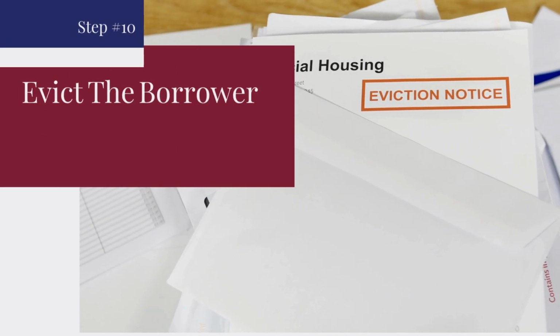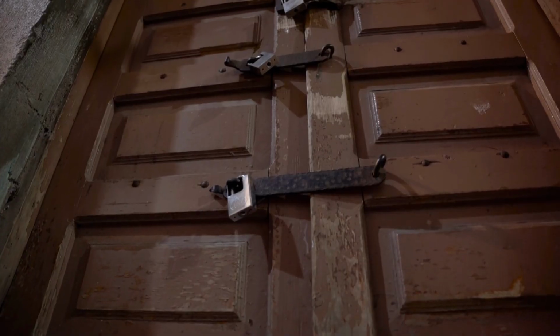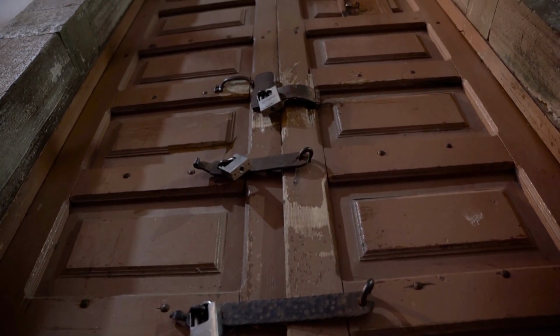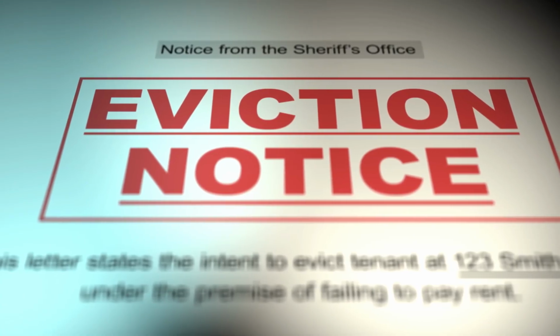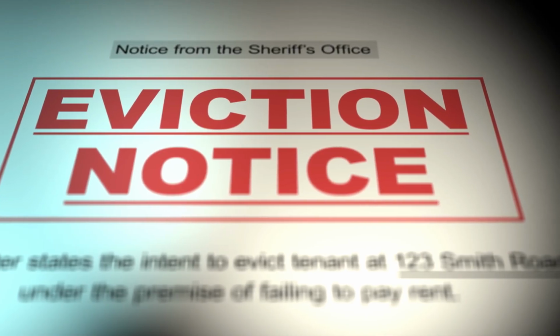Step 10. Evict the borrower if they refuse to move out. Sometimes, even after all of these steps have been taken, the borrower refuses to move out of the property. If that happens, you must file an eviction proceeding with the Justice of Peace where the property is located.